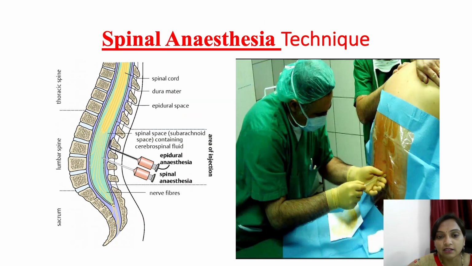So this is the technique. In the L2, L3 or L3, L4 is where you give spinal anesthesia. This is epidural, which you'll be studying later. So this is the epidural space. Here you give epidural, but spinal anesthesia is given in the subarachnoid space. This is the sitting position in which they are giving spinal anesthesia.